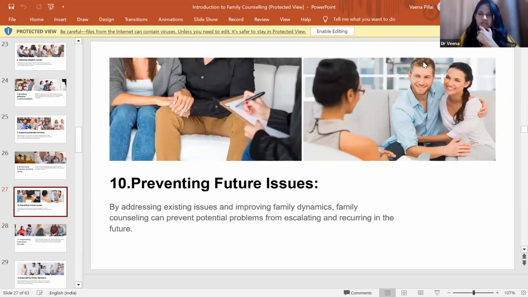So, preventing future issues. Family counseling could be helpful for you to predict sometimes, or to know what sort of issues could arise because of the present scenarios that exist within the family dynamics. So family counseling can prevent those potential problems from escalating or recurring in the future.